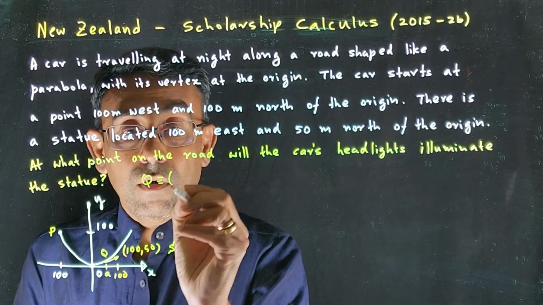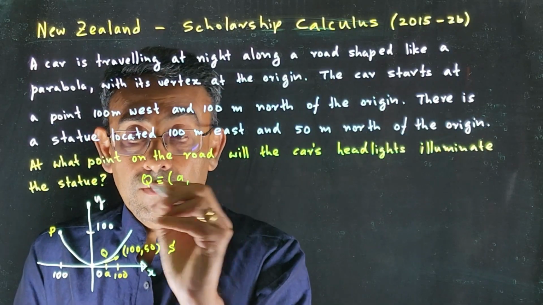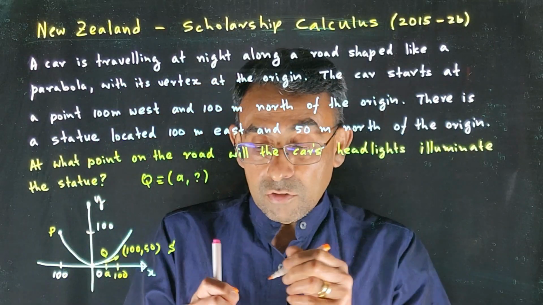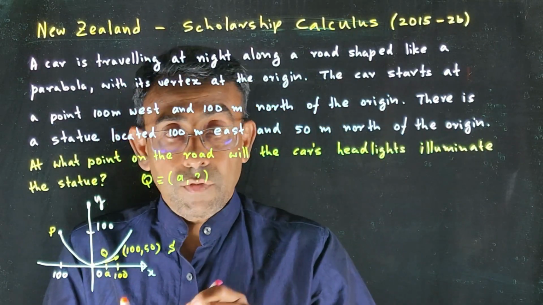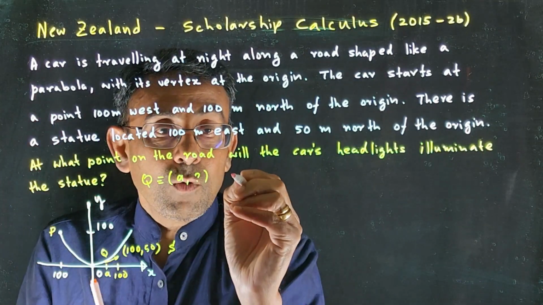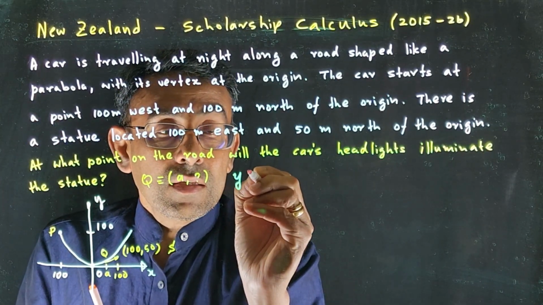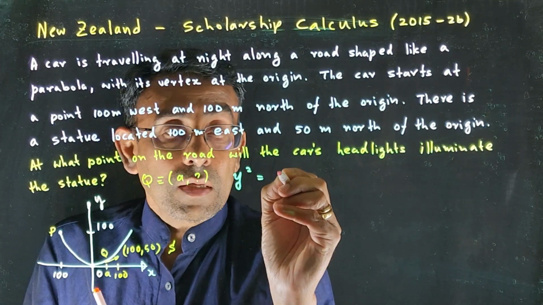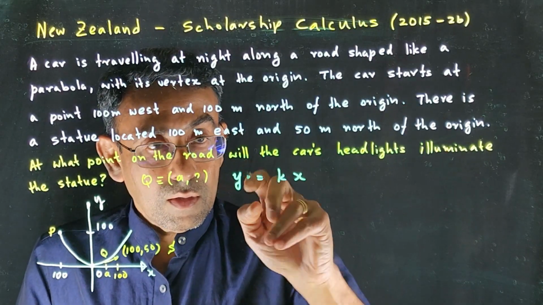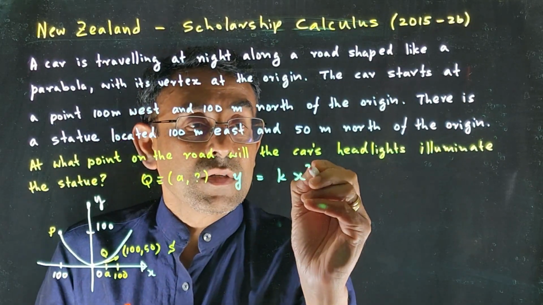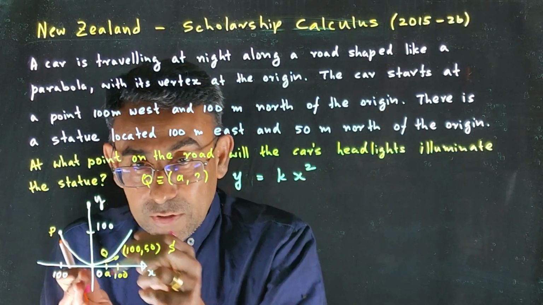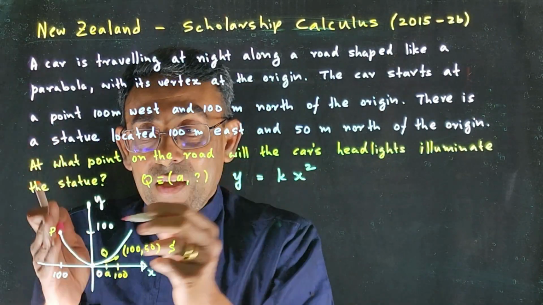That means the x value is a and the y value will depend on the equation of the parabola. So we can write the equation of the parabola in this particular case. Let's start with the equation of the parabola. It's an equation going this way, so y squared is equal to kx. No, it should be y equals kx squared because the parabola is going this way. It's not y squared equals kx.